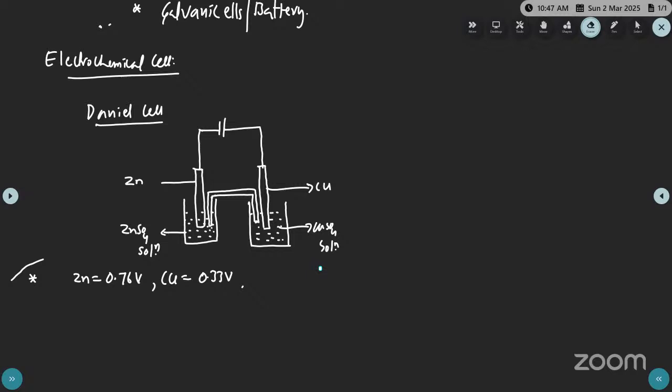And the next point. See, when these two electrodes are connected internally and externally, the cell reactions automatically, spontaneously take place. So what are the cell reactions? The cell reactions are nothing but redox reactions.